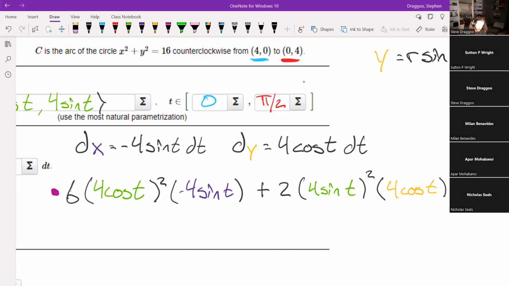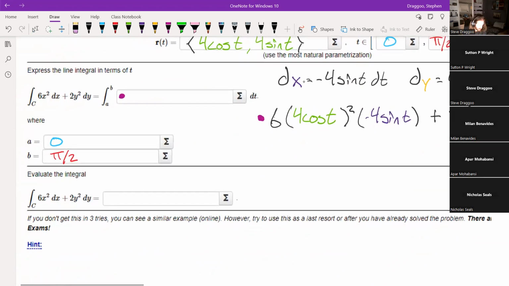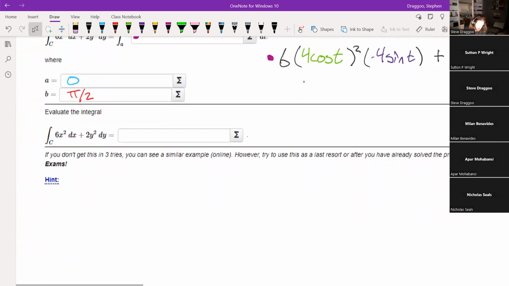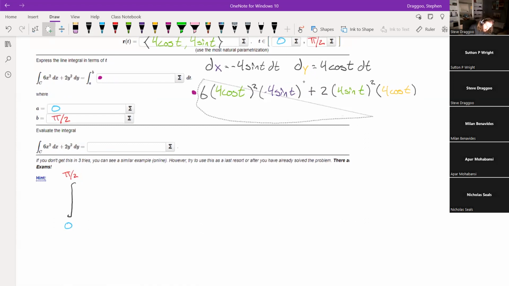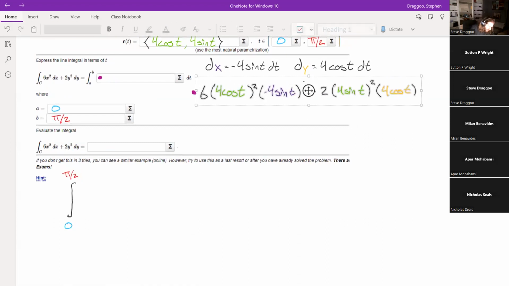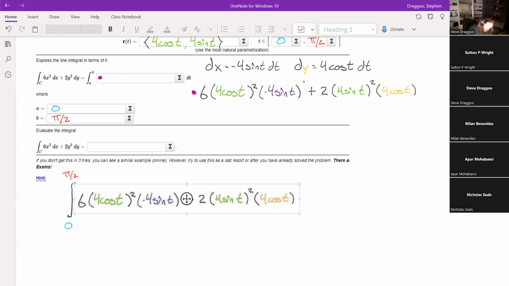So then after that, what do we need to do? We need to actually go and evaluate the integral in the end. So let's go write all that down. I am looking to integrate this function from 0 to pi over 2. And my function looks like 6 times that whole thing. I'm going to be lazy and copy and paste. dt.